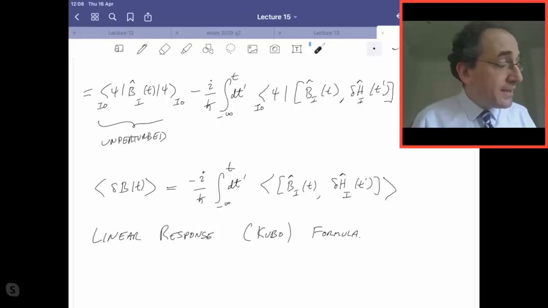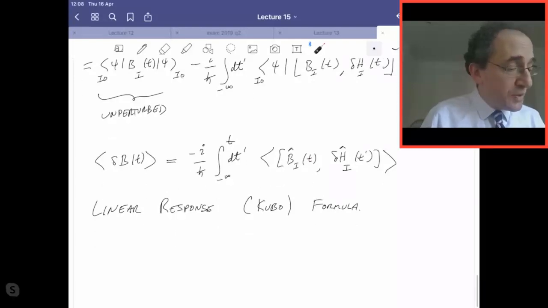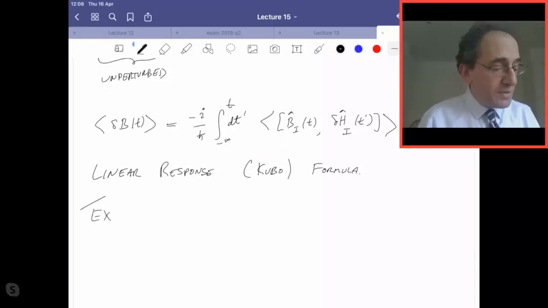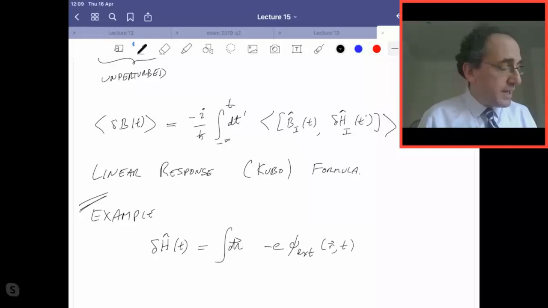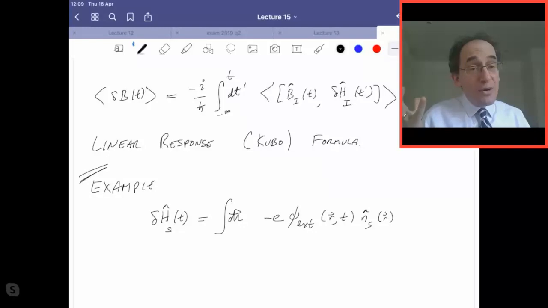So you can consider any perturbation and measure any operator at a later time, and this formula will give you the response. The example we're going to be interested in, our primary example, is that our perturbation is going to be an integral over all of space. We're going to apply an external potential of r and t, and that couples to n hat of r in the Schrodinger representation. This is how the system will physically couple to an applied electrostatic potential, and then we'll measure.